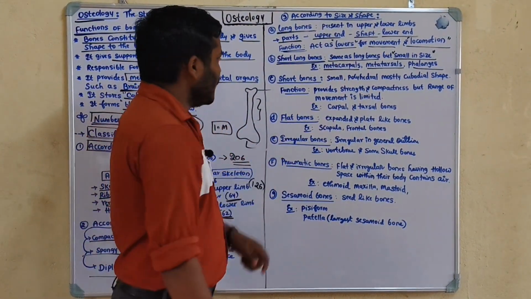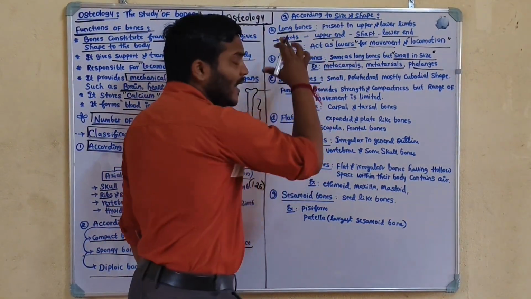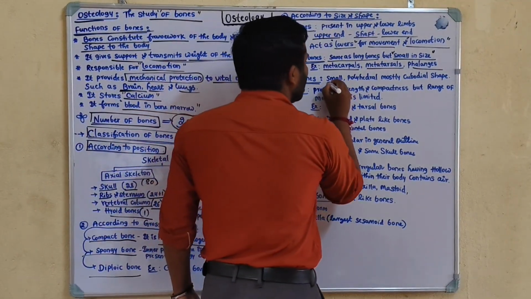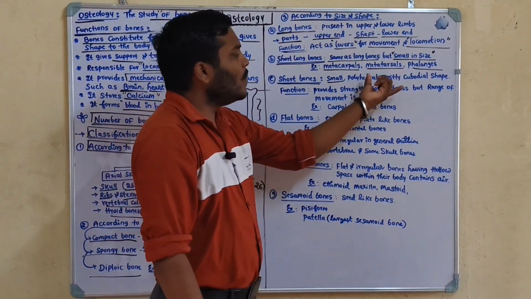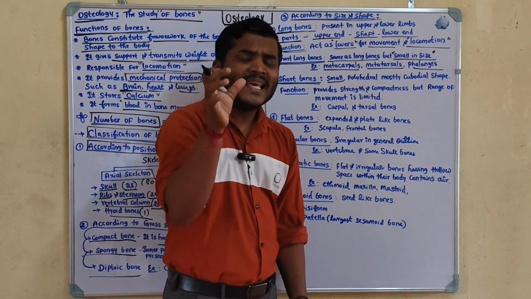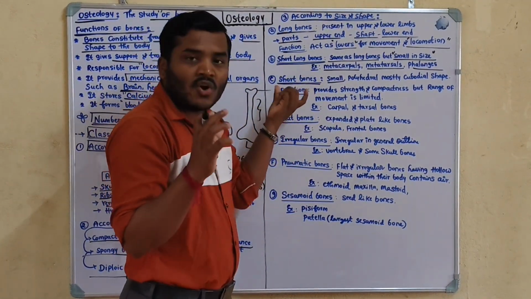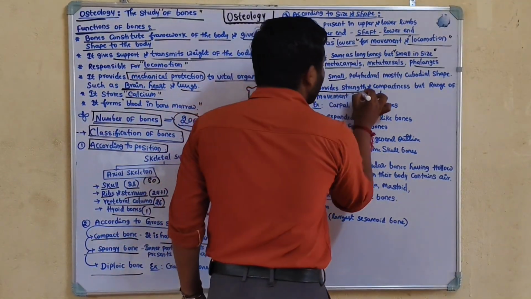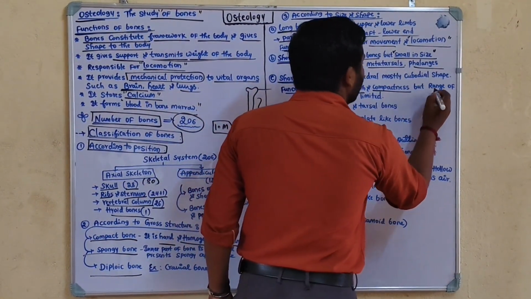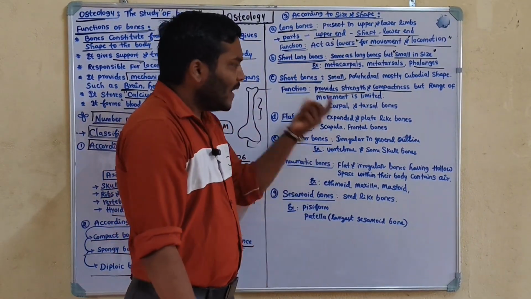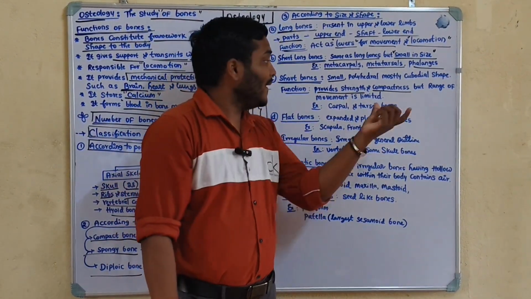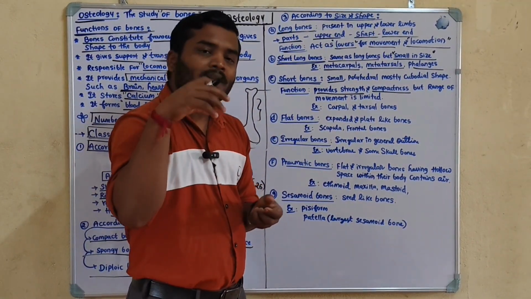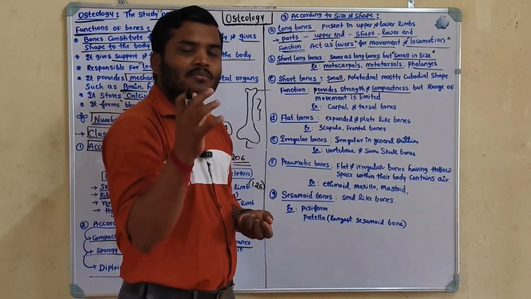Okay. The third type is short bones. First long bones, then short long bones, then short bones. These are small, polyhedral and mostly cuboidal in shape. What is the function of the short bones? They provide strength and compactness, but the range of movement is limited, meaning less movement is there.